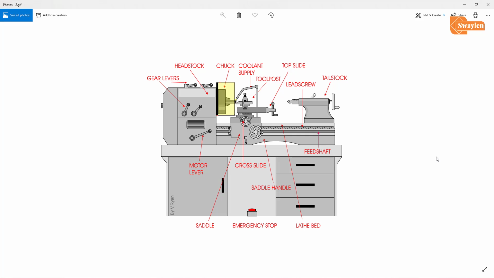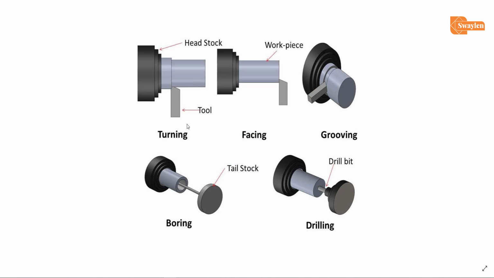Next is the operation of the lathe machine. These are the number of operations of a lathe machine. This is the turning operation. You will see this is your tool and the headstock or your chuck. This is the facing operation. This is the grooving operation, boring operation and drilling operation.